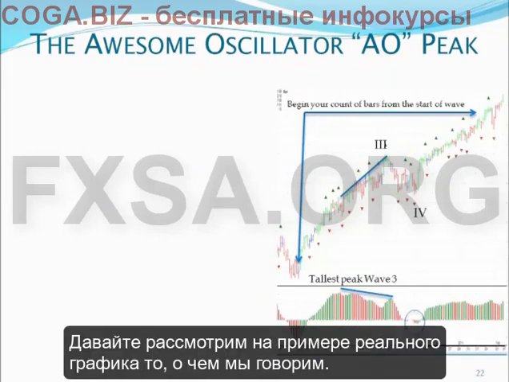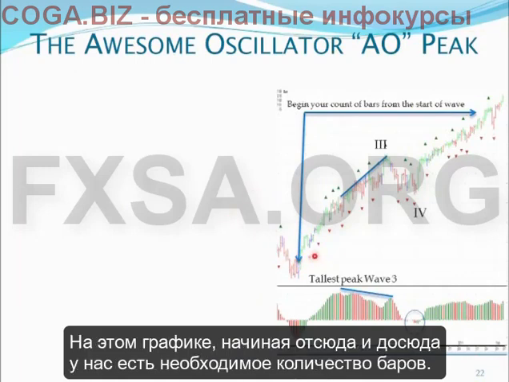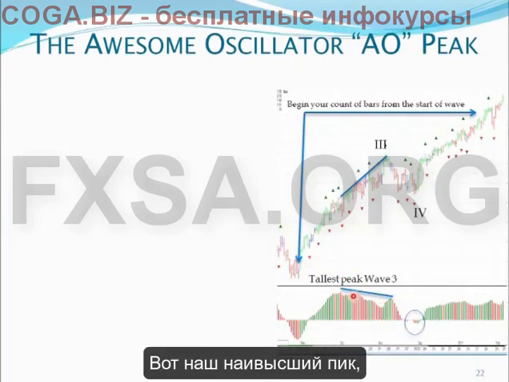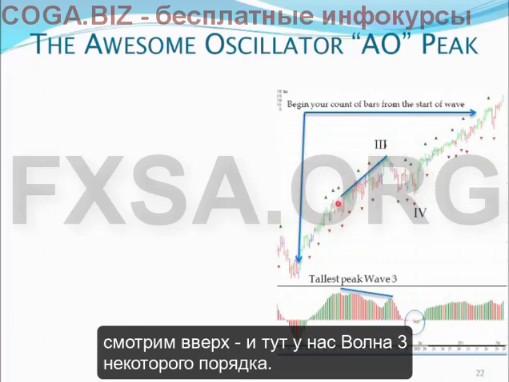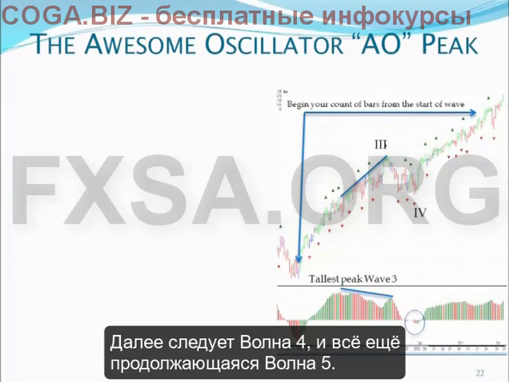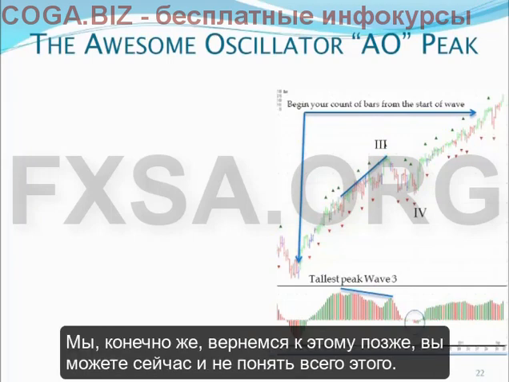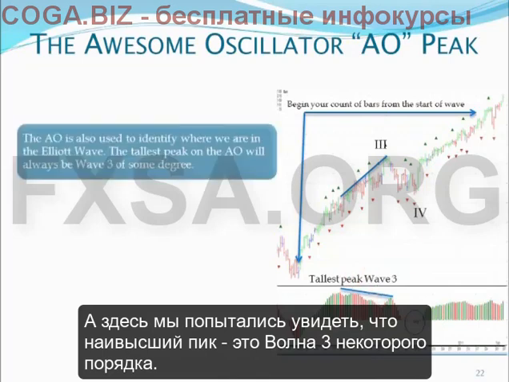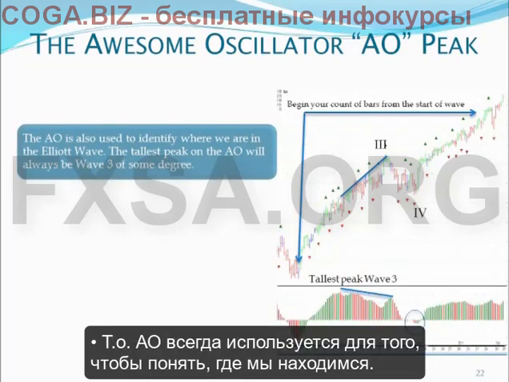Let's go ahead and take a look at what we were talking about here on an actual chart. On this chart, starting from here to here, we have the correct number of bars, a little over 100 bars here, and we're looking for the tallest peak on the AO. Here is our tallest peak, and we follow this up. We know this is our wave 3 of some degree. Now here's a wave 4 and continues wave 5, and we'll get into this later. Of course, you may not understand that yet. But what we're trying to look at here is our tallest peak is wave 3 of some degree. So it's always used to identify where we are.